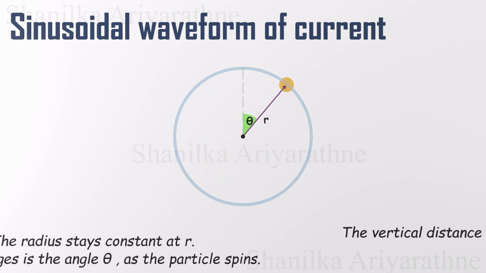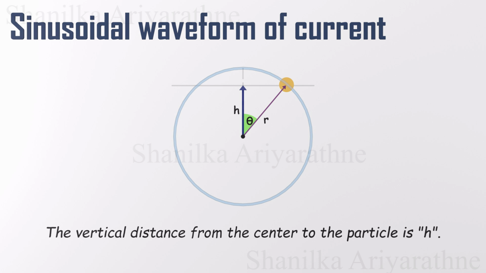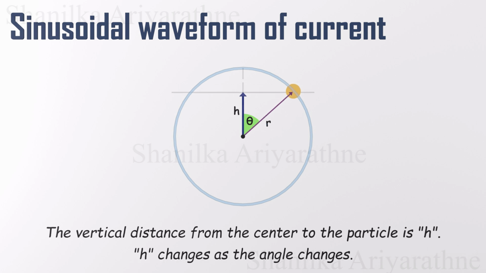Now imagine we track the vertical distance from the center of the circle up to the particle. We'll call that distance h. As the particle moves around, this h keeps changing. Why? Because the angle theta between the particle and the horizontal axis is always shifting. At any moment, that vertical distance is given by h is r times cosine theta.